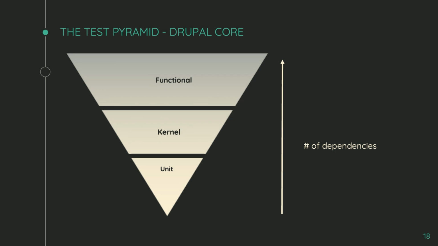Drupal looks more like this. Drupal has a ton of functional tests. When I scanned the project, about half of the tests were functional, about a third were kernel, and not even 20% were unit tests. Why do you think that is?